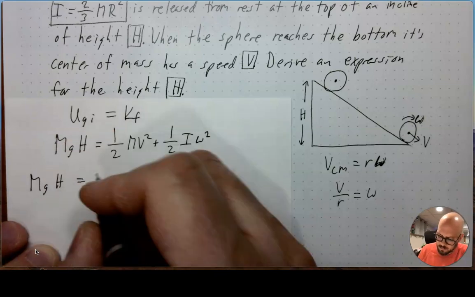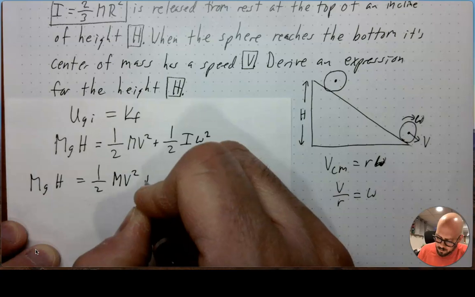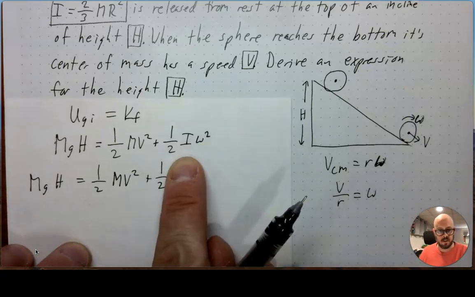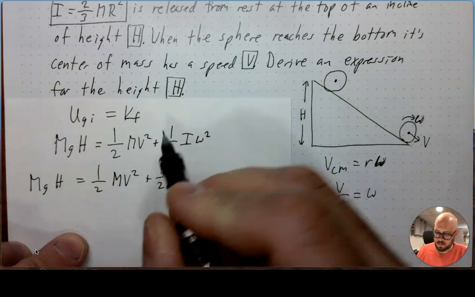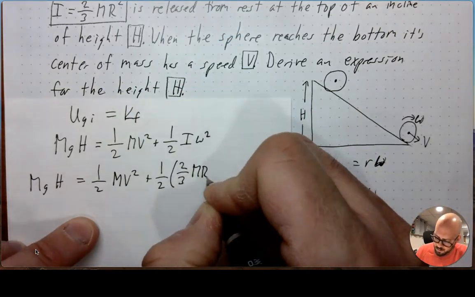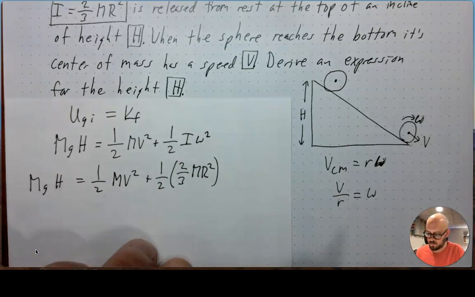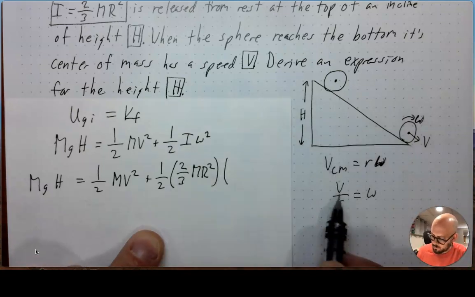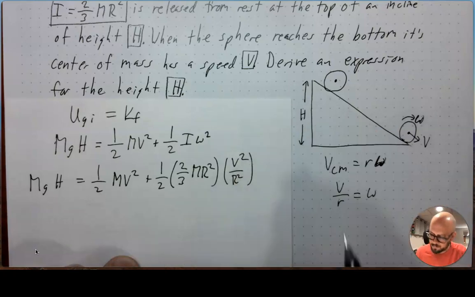So I'm going to make a couple of substitutions here, and then we're going to reorganize this equation. So mg times h equals 1/2 mv squared. That doesn't change. In the rotational kinetic energy, however, I am going to substitute two things. The rotational inertia was 2/5 mr squared, and so I'm going to get rid of I and put in that expression. And the angular velocity squared, omega squared, is going to be equal to v squared over r squared.